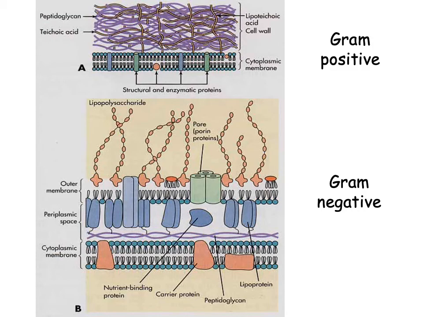So again, if we look at the cross-section of the gram-positive bacteria, we see a typical membrane lipid bilayer structure on the inside with a thick layer of peptidoglycan surrounding it. With the gram-negative bacteria, we see that same lipid bilayer on the inside, a very thin layer of peptidoglycan, and then outside of that is another lipid bilayer with lipopolysaccharide on the outside of that bilayer.